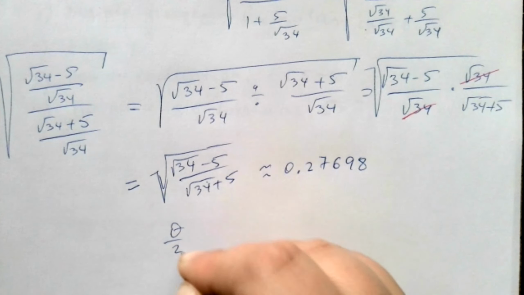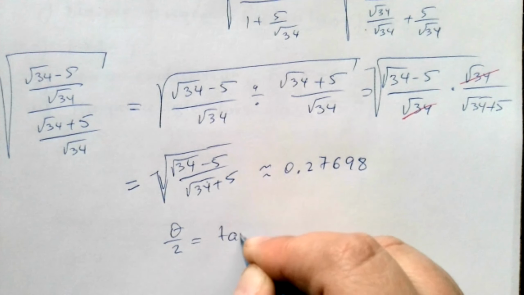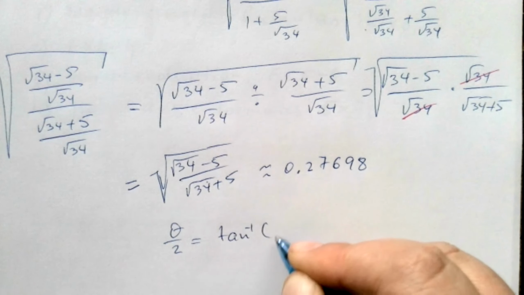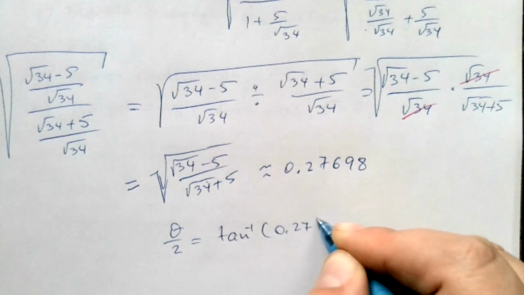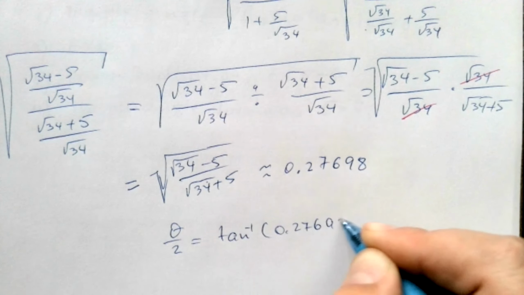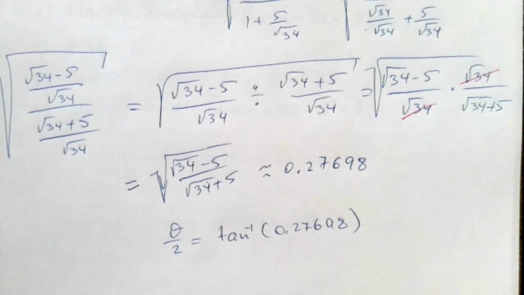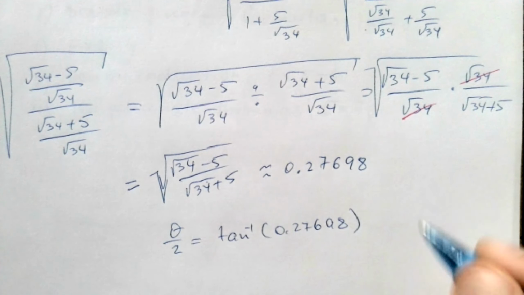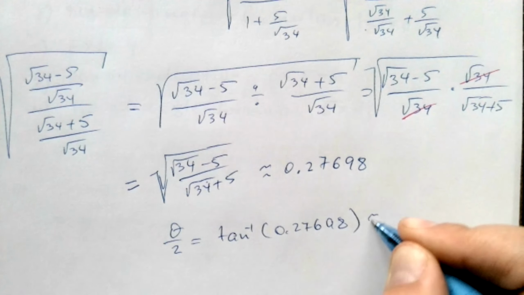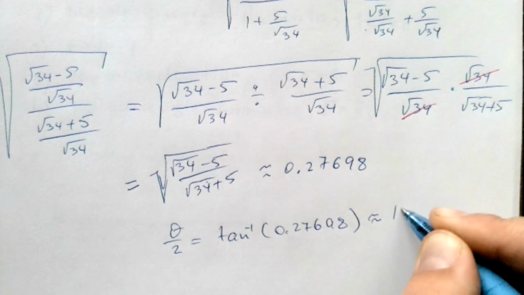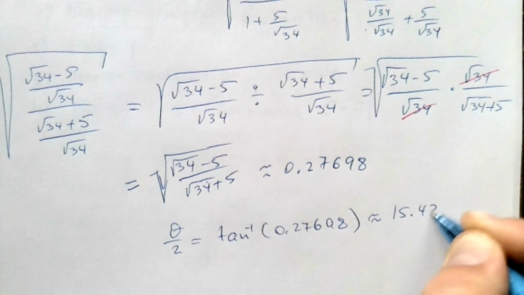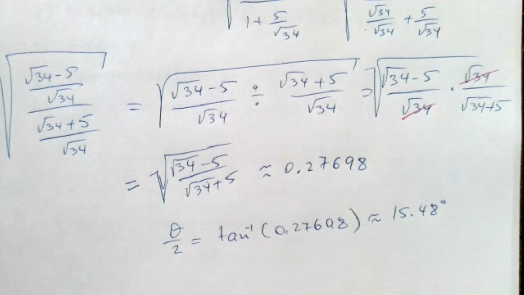My theta over 2 is going to be the inverse tangent of 0.27698. And when we put this into the calculator, we're gonna get approximately 15.48 degrees. So that's how this problem is done.